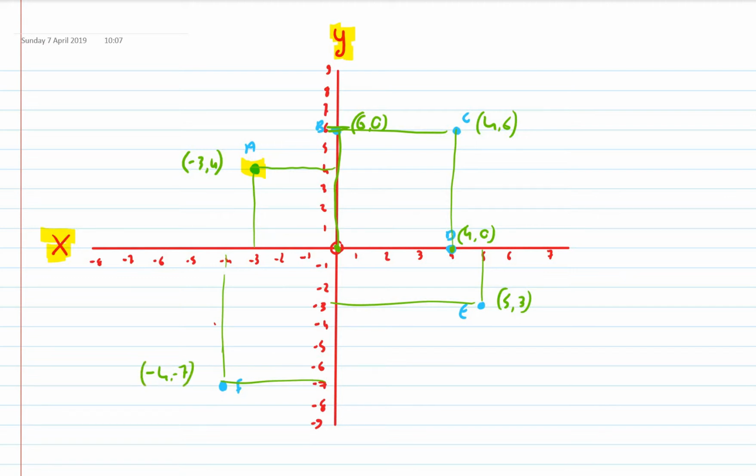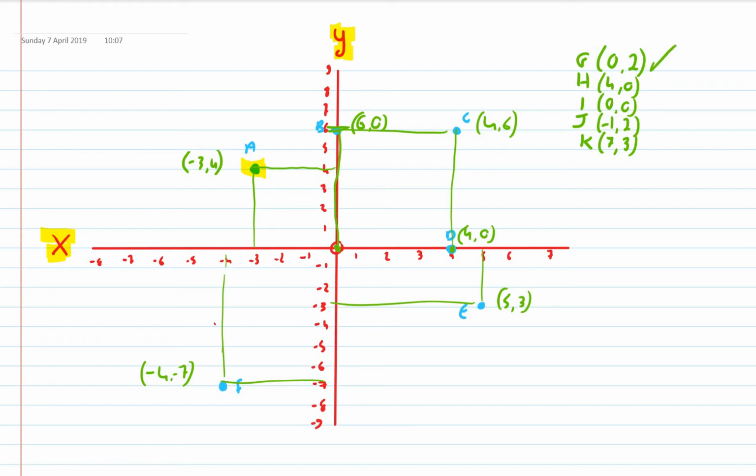Now we're going to plot some points. So I'll plot G, H, I, J, and K. And we'll say G is 0, 2. H is 4, 0. I is 0, 0. J is -1, 2. K is 7, 3. Okay.